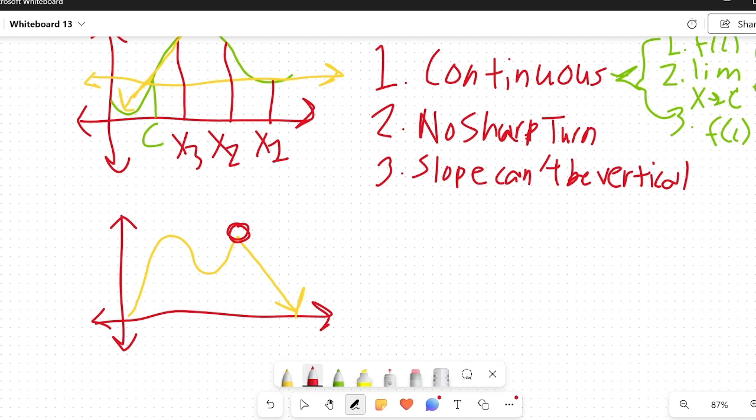So what we can conclude is that on the AP test, if they tell you a function is differentiable at x equals c, then it must be continuous at x equals c. So differentiability implies continuity. Because remember, if they tell you that it is differentiable at that point, that means it's continuous at that point, there's no sharp turn, and the slope can't be vertical. And being continuous at the point means all three of these are true. So essentially that's the main concept.